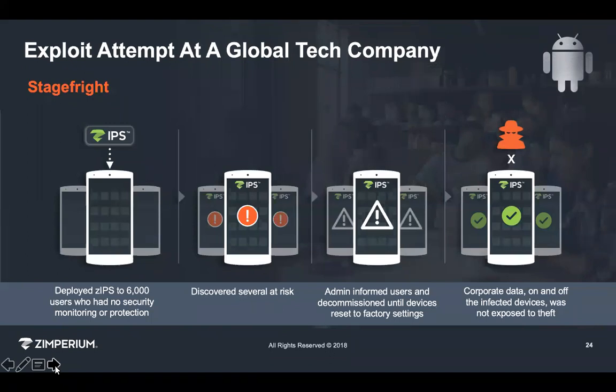So this whole thing could occur when you're asleep and you wouldn't even know it was on there. One of those tech companies I mentioned in the bus example had put zips out because they thought they had seen some of this kind of weird stuff. They discovered several of these devices were at risk. We were able to decommission those devices until they were fixed and patched. And then, again, protecting against the exploit.